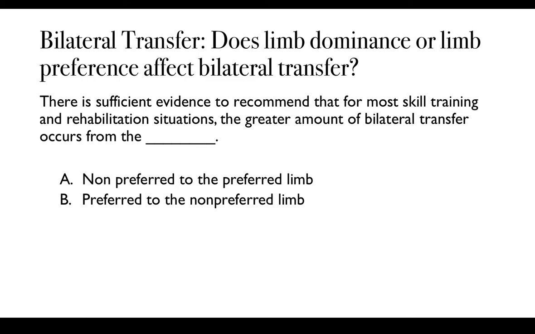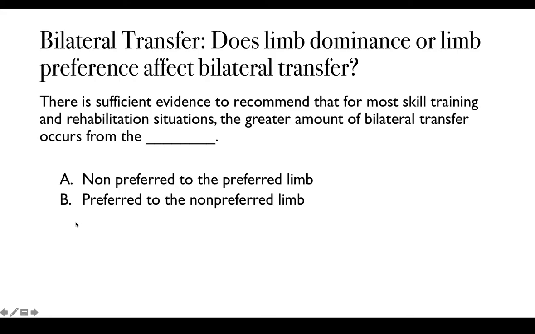So according to your textbook, the answer is B. So the greater amount of bilateral transfer occurs from the preferred to the non-preferred limb. Now there is some conflicting evidence as far as different experiments that have actually seen the opposite to be true, where the greater amount of bilateral transfer occurs when the non-preferred limb learns a skill and then supposedly teaches the other limb. However, your authors cite a very interesting point about their rationale for this response, which is participant or student motivation.